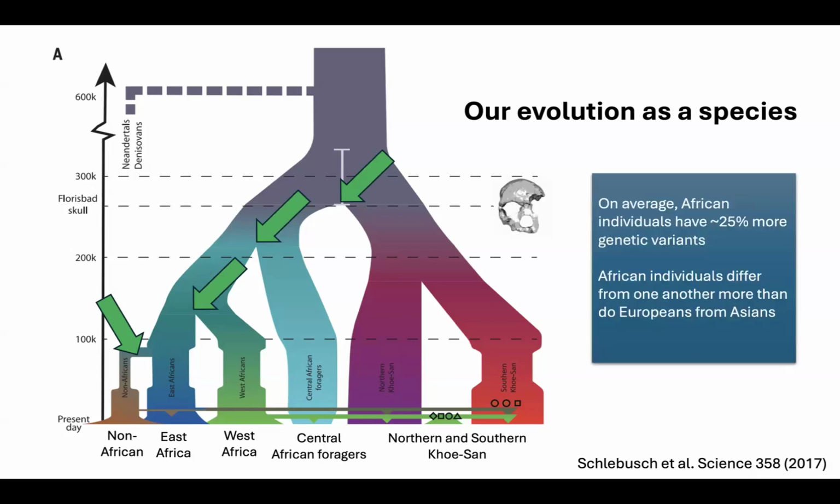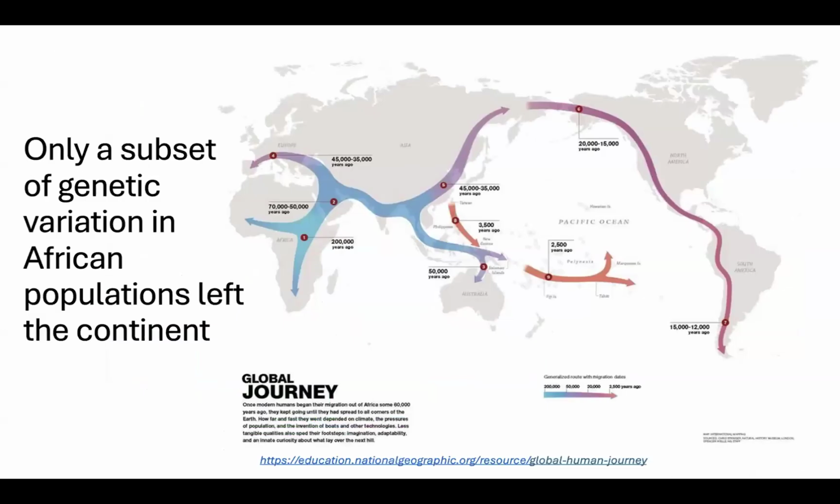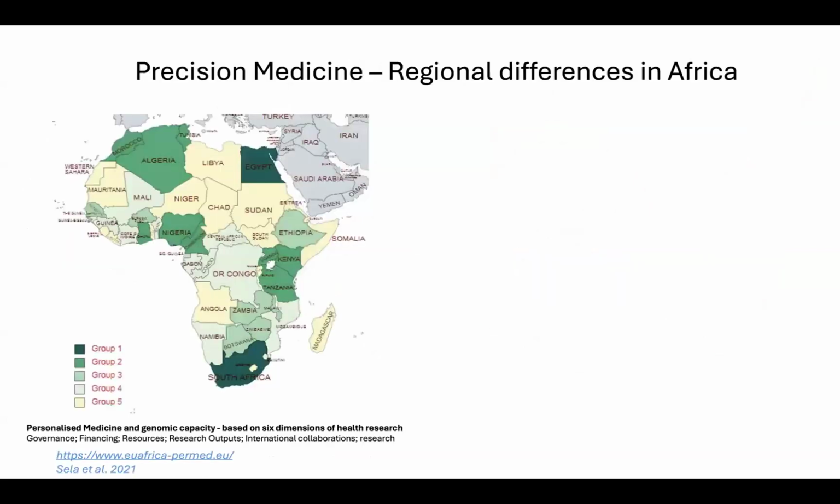And this is really important because in Africa, people have a lot more genetic variation than do people from elsewhere in the world. And what we can say also is that Africans within Africa differ from one another much more than do people from Asia and Europe. So when we look at this, which is a famous map that most of you have seen, this out of Africa migration, when people migrated off the continent, only a subset of that variation left. So there's a lot more behind that we haven't yet studied in Africa.